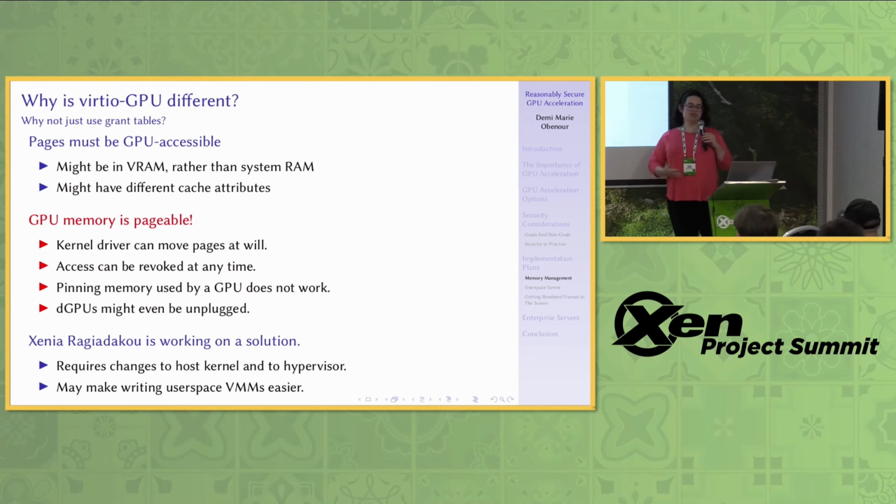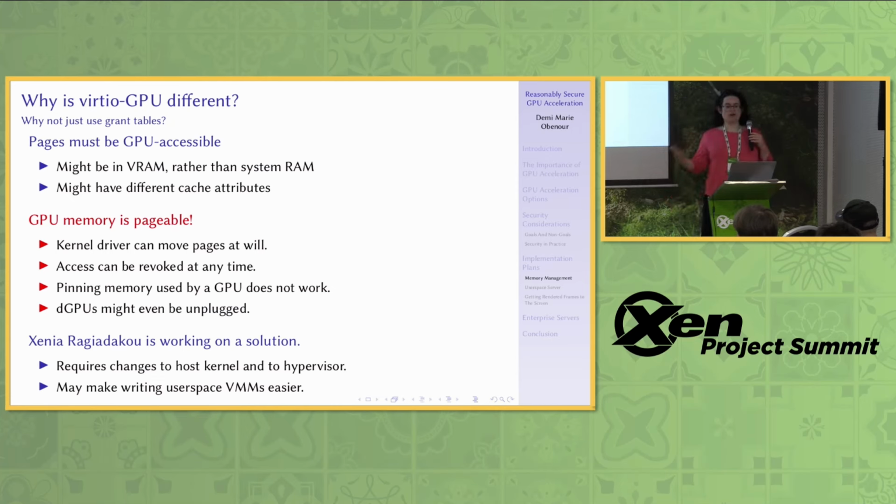Why is VirtIO GPU different? Because the only way to allocate GPU-accessible memory is via the GPU driver. The pages might need to be in VRAM rather than in system RAM, or they might have different caching attributes. Furthermore, GPU memory is pageable. The kernel driver is allowed to move pages at will and can revoke access whenever it wants. Pinning memory used by a GPU, at least I've been told, doesn't work in general. It might work in some specific cases.